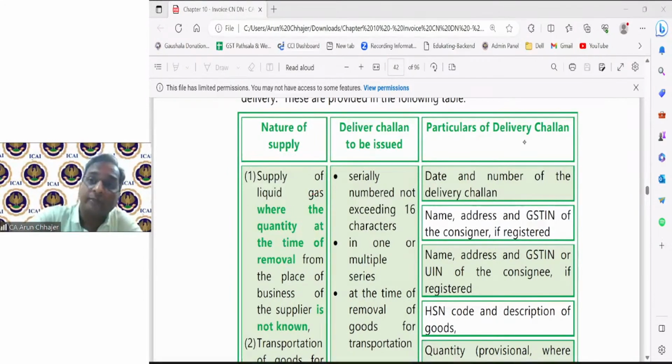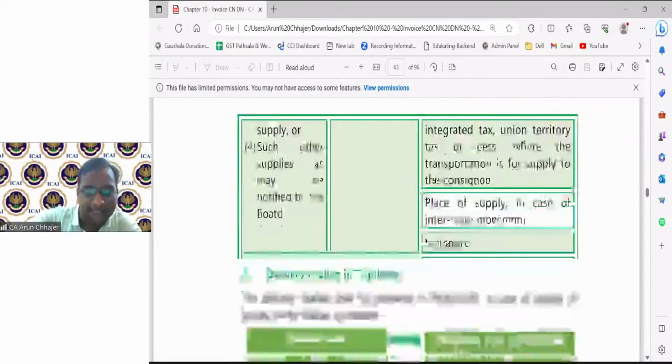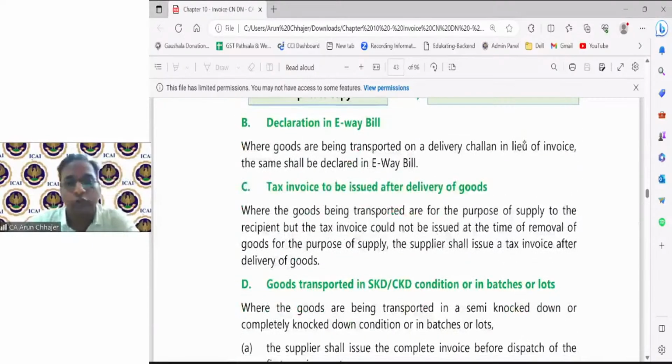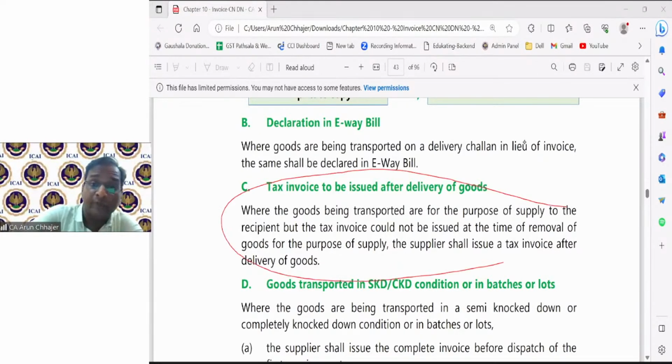So Rule 55 sub-rule 4 says, if it is a supply and because of any reason you could not make the tax invoice, then you can make the invoice after the delivery also, instead of at the time of removal. The perfect example is liquid gas. Is that clear? Many times we do not know for whom a rule has been made. Why are they giving the relaxation?